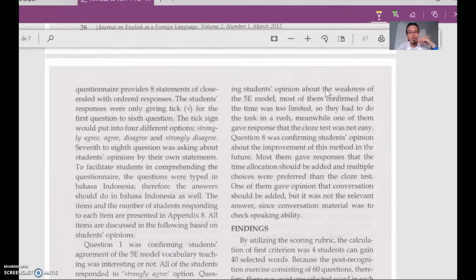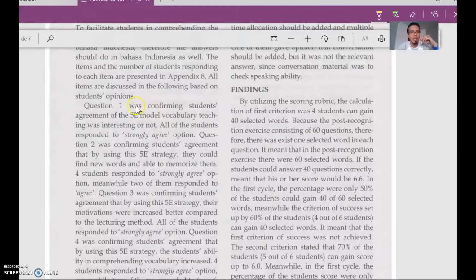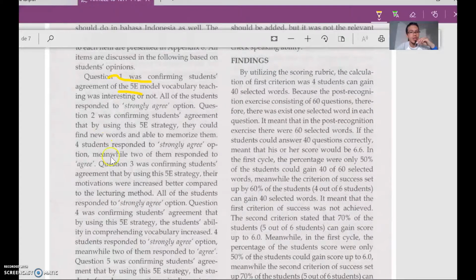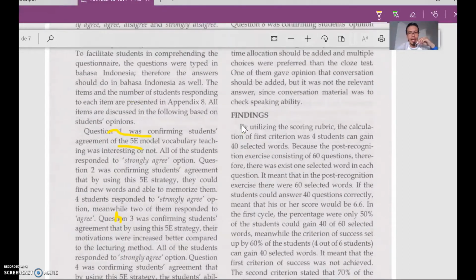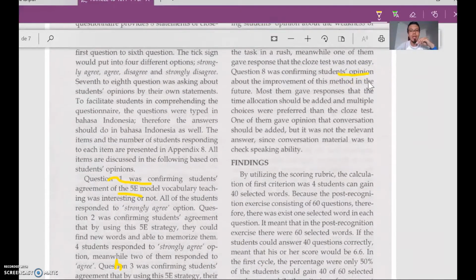Okay, so in that questionnaire, the researcher tried to get some insights from students. For example, the first question, as mentioned here, was confirming students' agreement on the 5E model, just to know whether the students were happy, familiar, or if they considered the 5E model useful or not for them. And the researcher kept asking different questions. Actually, he created 8 questions in total, and all of them were meant to know students' opinion regarding this process that was done in their classes.